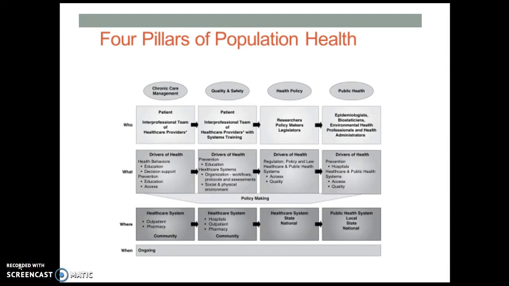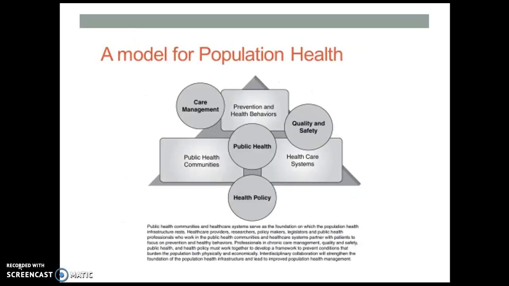These are the 4 pillars of population health. We have chronic care management, quality and safety, health policy, and public health. And you can take a look through these pillars that show who, what, where, and when. This is one model for population health. And you can see here we have public health communities, healthcare systems, prevention and healthy behaviors, care management, quality and safety, public health, and health policy, all working together.